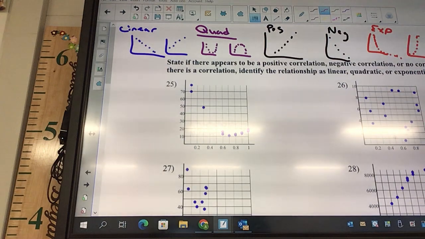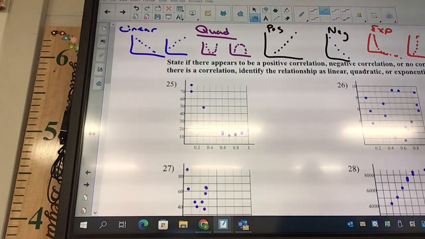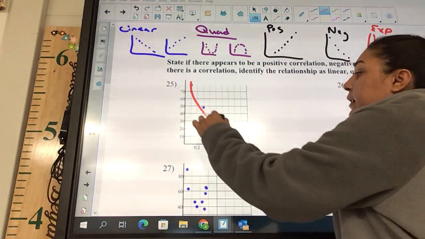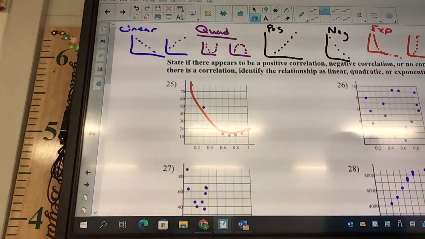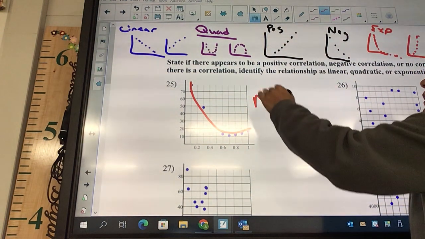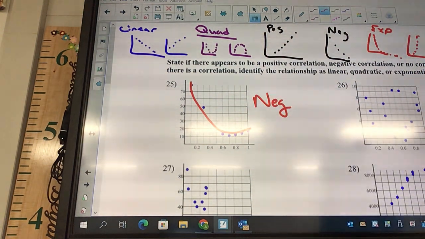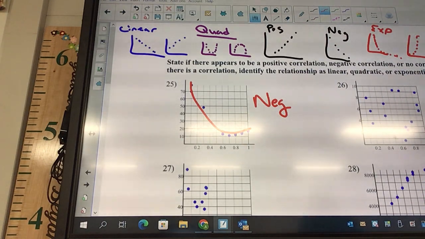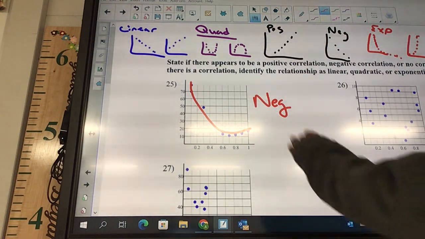So if we look at 25, does it look like it's going up, down, or what? Yeah, you could kind of connect these dots in a gist like that. So it's definitely negative. Is that linear, quadratic, or exponential? It's definitely exponential. It doesn't look like a straight line, but it's not all the way curved like a U. So that's going to be an exponential.